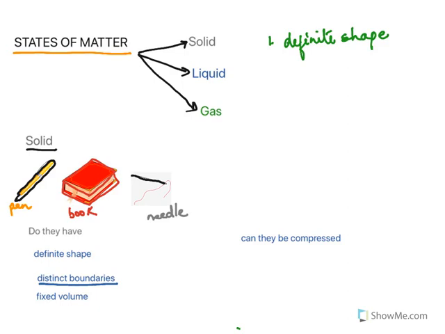So do solids have a distinct boundary? And yes, they do. We already learned they have a definite shape and they have a distinct boundary. So the second property is they have a distinct boundary.